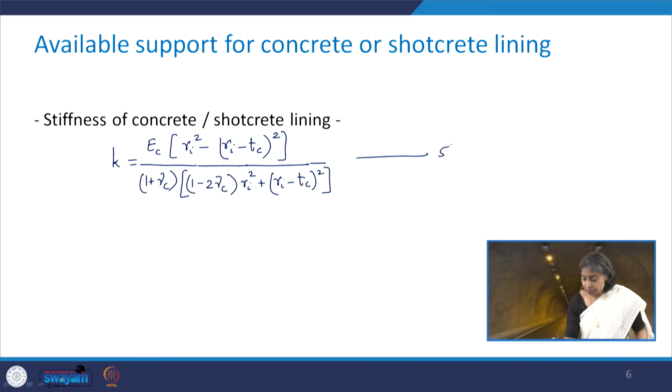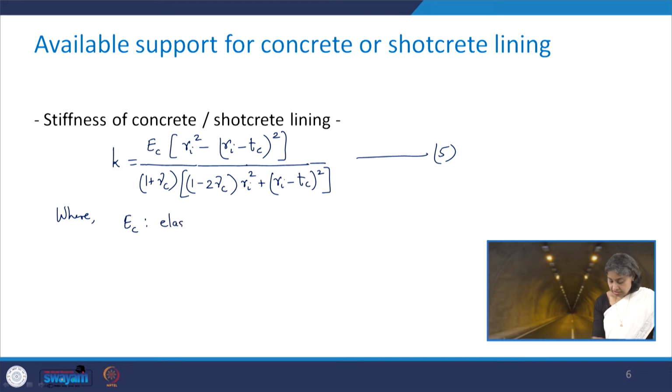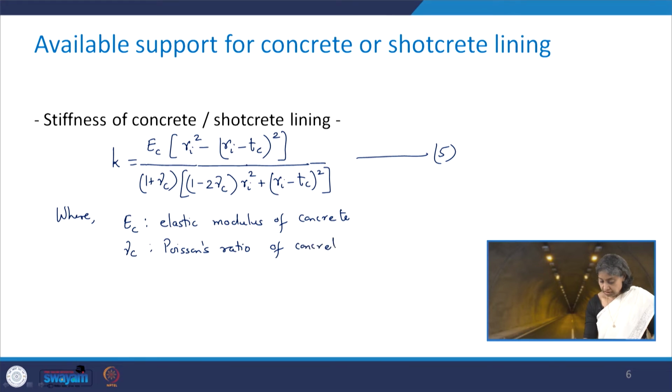I will mark this equation as equation number 5, in continuation with the previous class, where the various terms mentioned in equation number 5 are given as: Ec is the elastic modulus of concrete or shotcrete, nu c is the Poisson's ratio of concrete, Ri is the tunnel radius, and Tc is the concrete or shotcrete thickness.